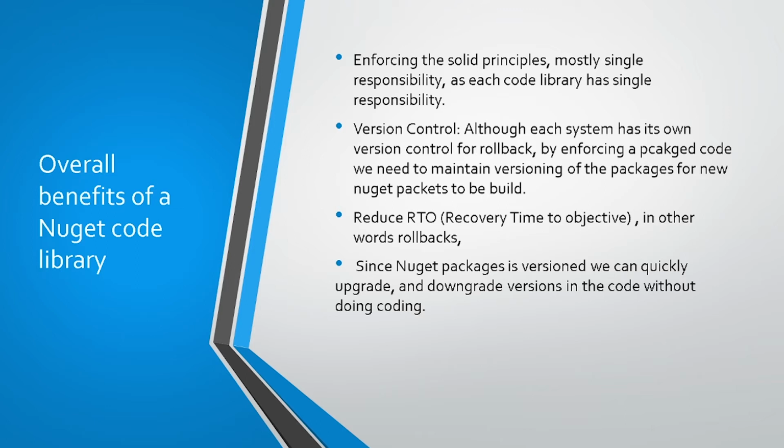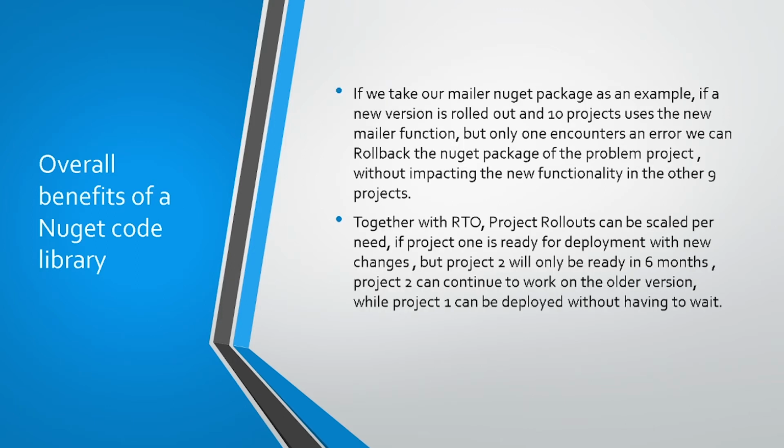Which brings me to the next point. NuGet packages are versioned, so we can quickly upgrade and downgrade versions in the code without doing coding. You just downgrade the NuGet package or upgrade it, depending on what you need. If you take our mail NuGet package as an example that I used earlier, if a newer version is rolled out to 10 projects with a new mailer function, but only one of those projects encounters an error, you don't have to roll back the other 9 projects. You can roll back the NuGet version for that one project and then work on that project until the issues have been resolved.